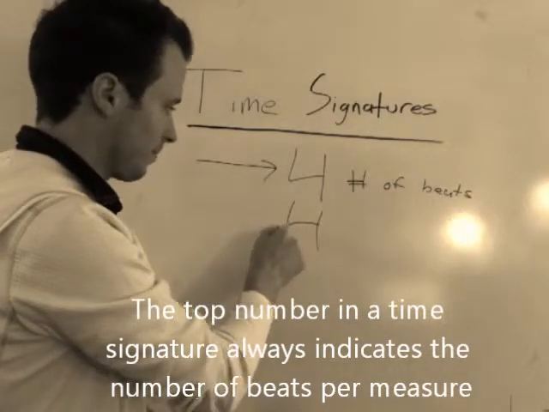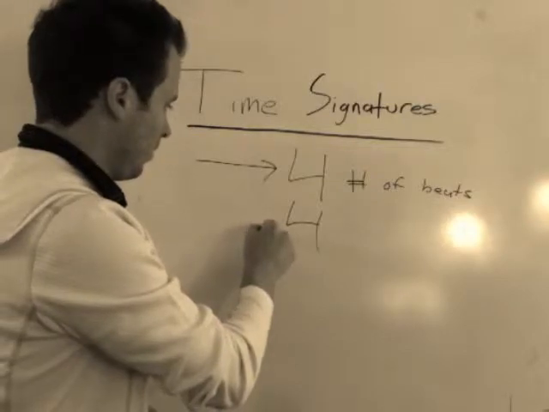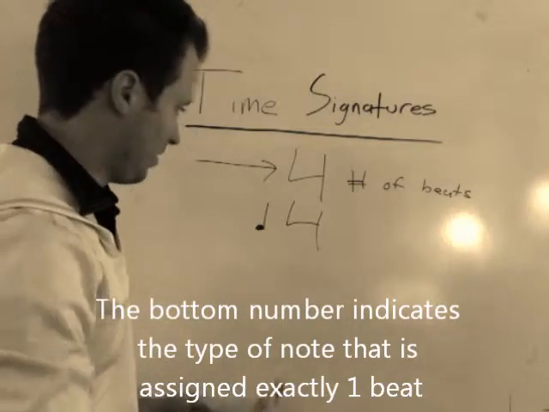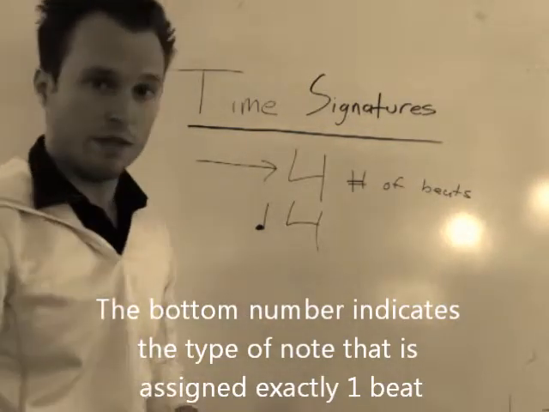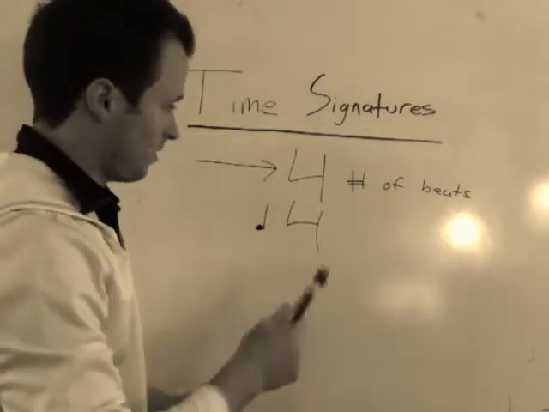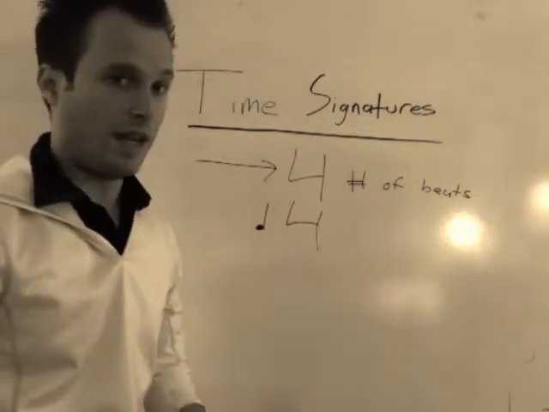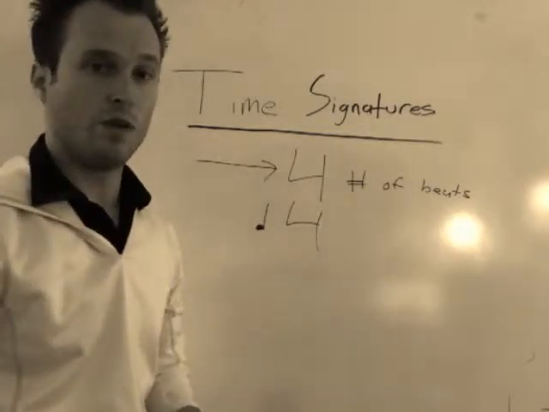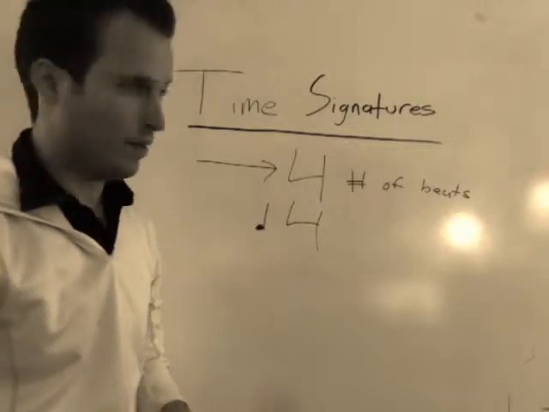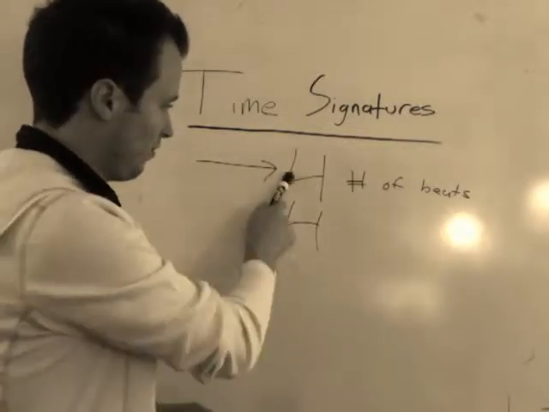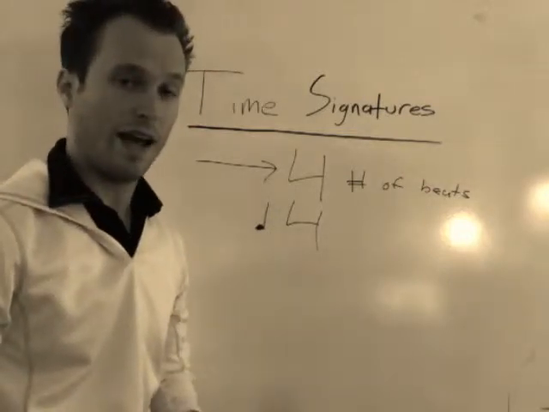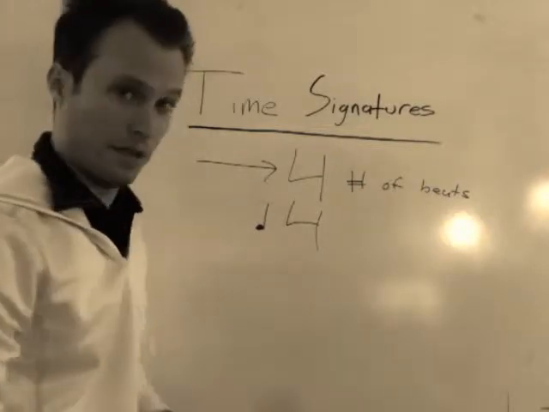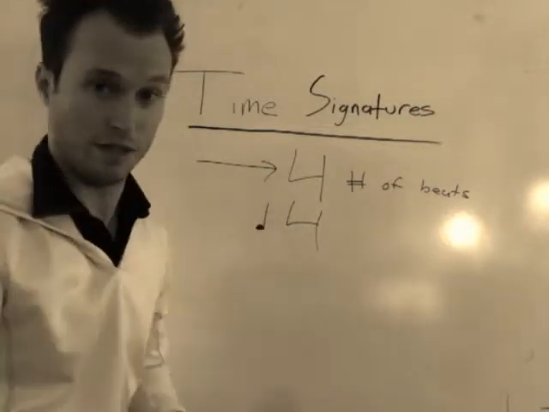Now the bottom number here is going to indicate what type of note is going to be assigned 1 count. So this tells you that a quarter note is going to get 1 count. So the rule of thumb across the board in any time signature, no matter what it is, is that the top number is going to tell you how many beats will occur in that measure. Mathematically speaking, when you have 4/4 time, each measure has to get exactly 4 counts, no more or no less. That has to take place, or else it's a different time signature in a sense.